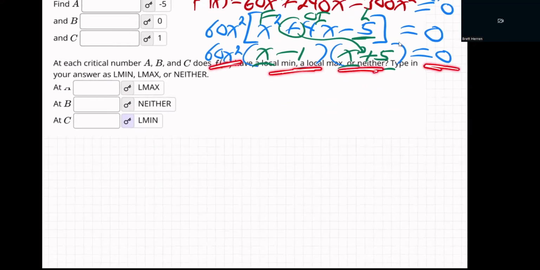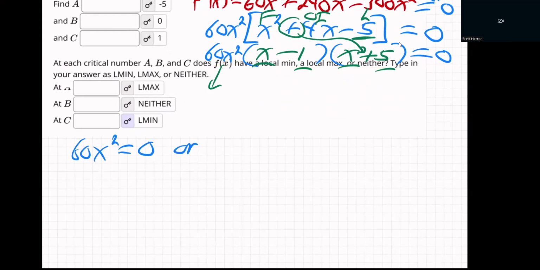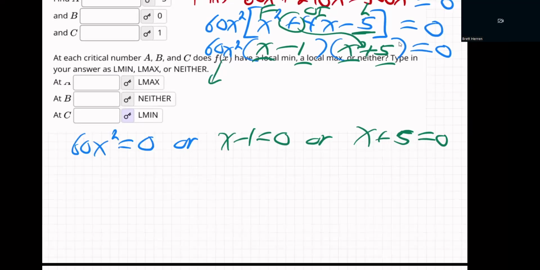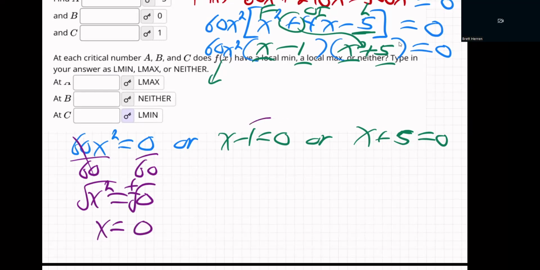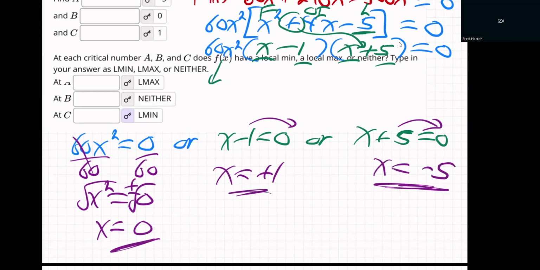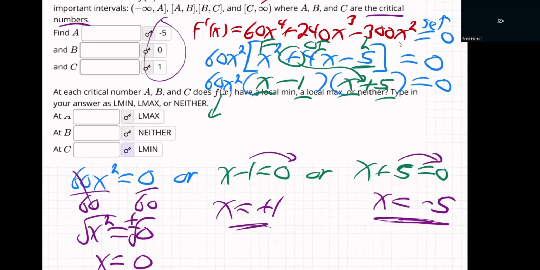These three things are multiplying to equal 0. So logically, that means that the first one is 0, or the second one is 0, or the third one is 0, right? If three things are multiplying to be 0, any one could be 0 to make that true. Divide by 60. x squared is 0. Root it. You do plus or minus if you want. Doesn't matter. It's just going to be 0. Move that over. Move that over. So we got 0, plus 1, and negative 5. So there's our three critical values, negative 5, 0, and 1 in order.